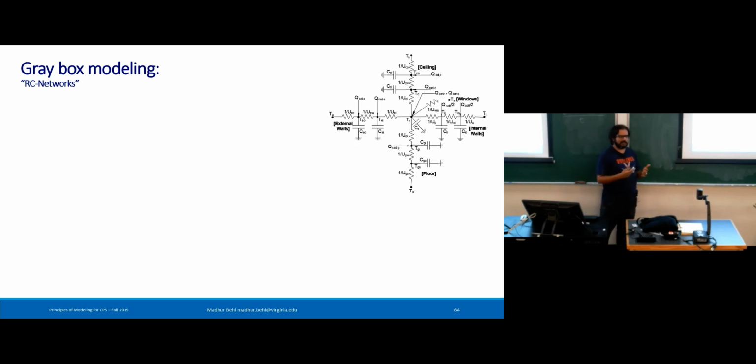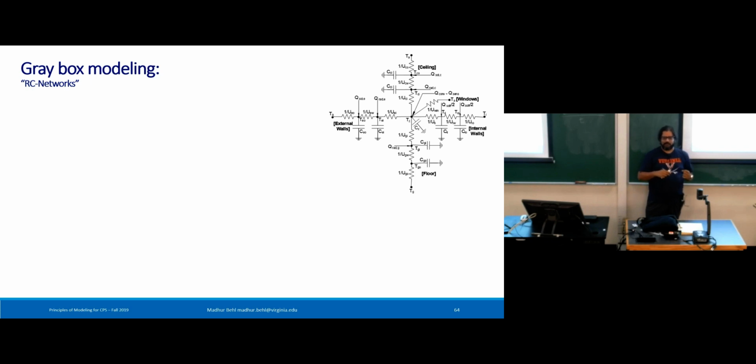It's gray box because it's not as detailed as something you will see in the next lecture, which is EnergyPlus, which is white box. So it's a very happy middle ground, which uses physics and does the job of being a useful model to predict the zone temperature without getting crazy by modeling the XY distribution or the 3D distribution of temperature. We don't really need to go into that detail.